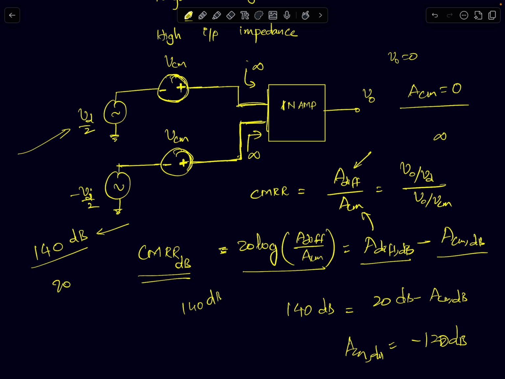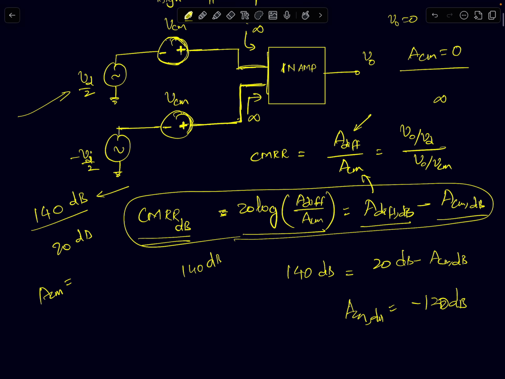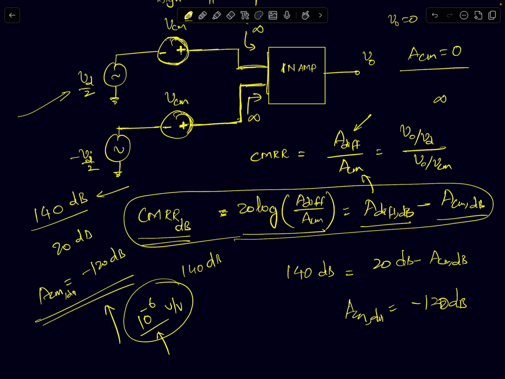If I give you the differential mode gain to be 20 decibels, then A CM, the common mode gain, can be found using this expression. CMRR is A diff minus A CM. So A CM in decibel units will be minus 120 dB. It's a very low common mode gain, in the order of 10 power minus 6 volts per volt. It's very close to 0. This is the kind of numbers we are looking at.